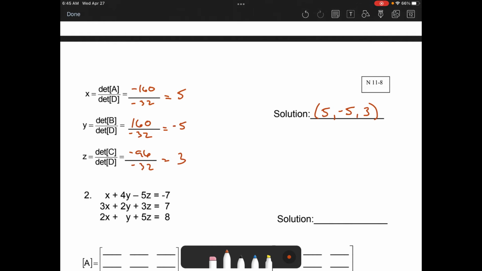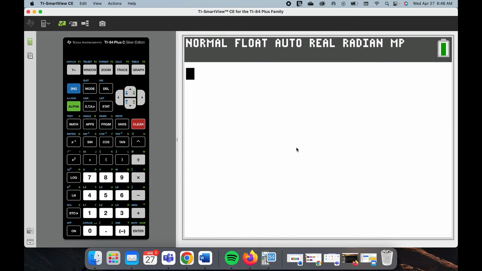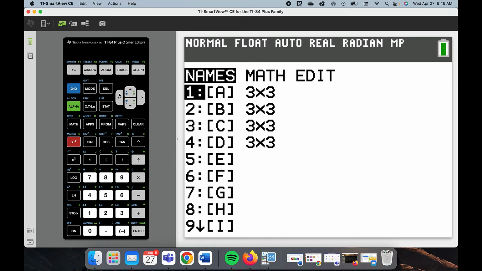Now I'm going to switch over to the calculator and show you the steps that I did to find those, and then a couple of other calculator things. All right, so in your calculator, you have your matrices A, B, C, and D already put in your calculator. To calculate x, we're going to take the determinant of A divided by the determinant of D.